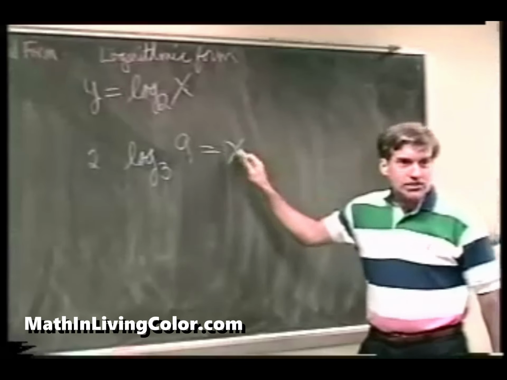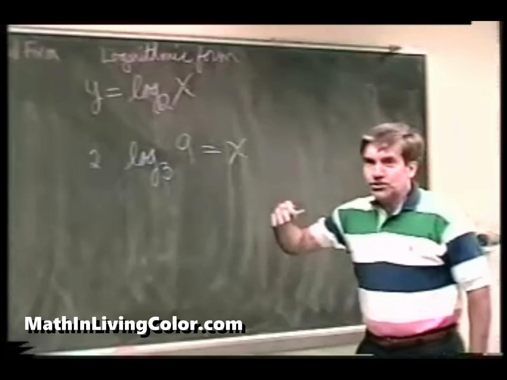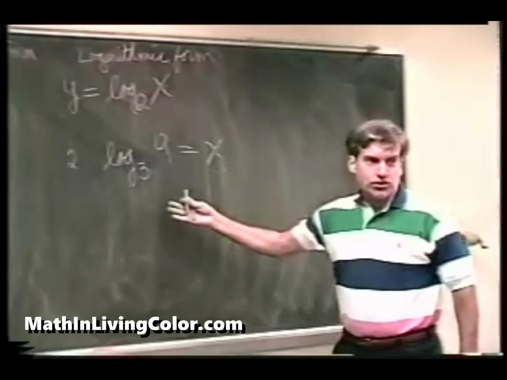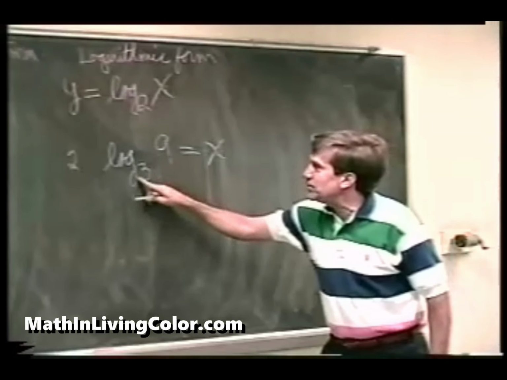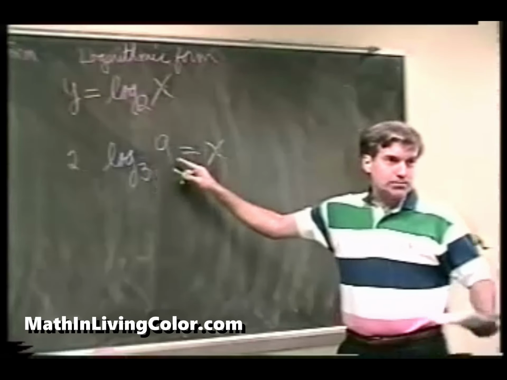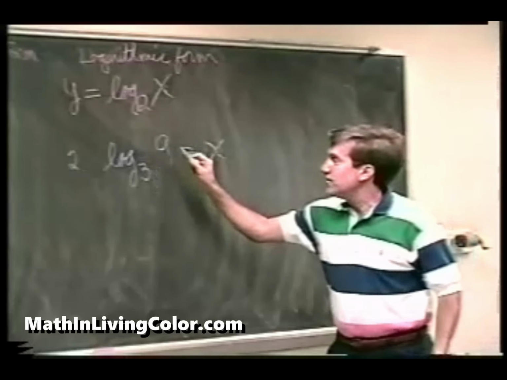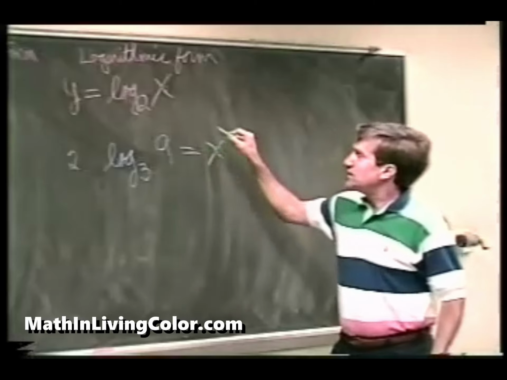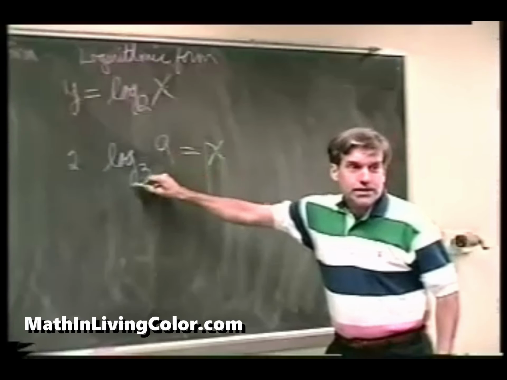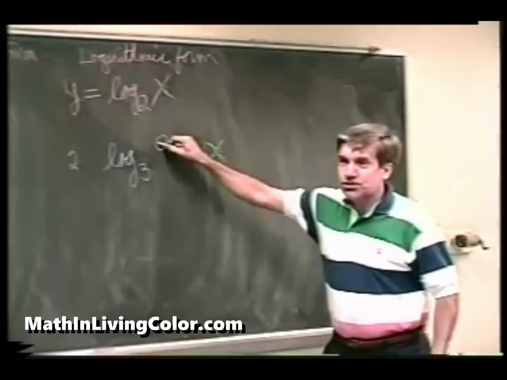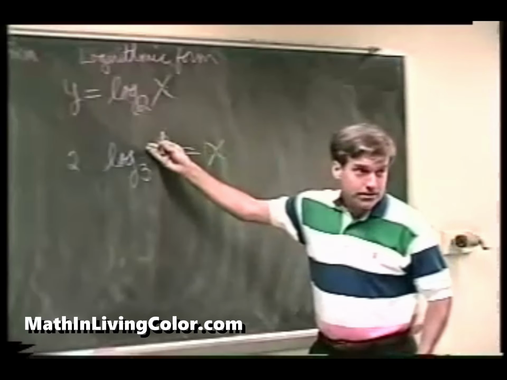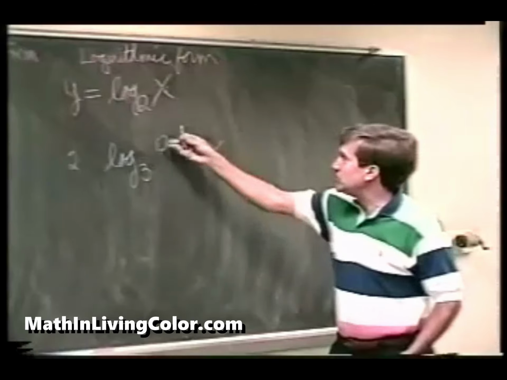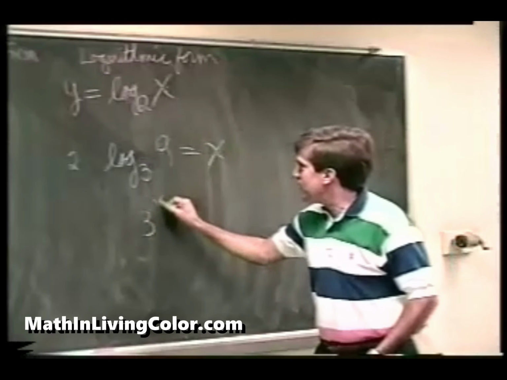Now, can you translate this for me into exponential notation? The base number of the logarithm is the base number of the exponential notation, which says what? 3 to the x equals 9. Start with the base number, go across the equal sign, and then bounce back. 3 to the x equals 9. Write that down.